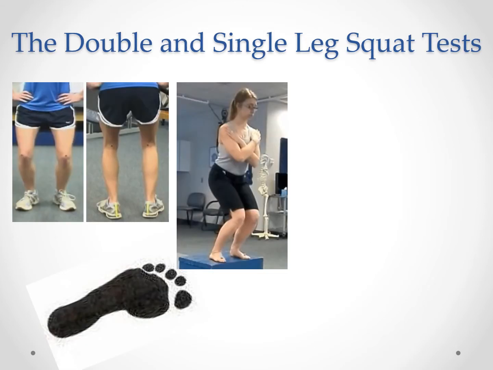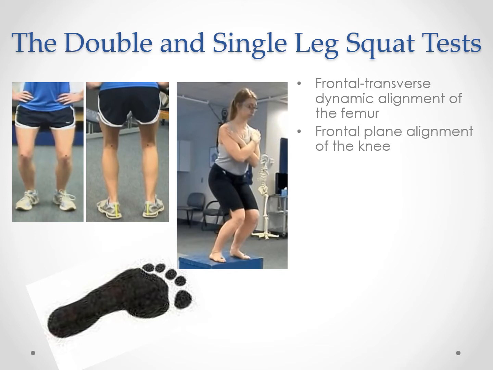The first multi-segment test that you're going to want to do with these lower body patients is the double leg squat. With the double leg squat, you can assess the frontotransverse dynamic alignment of the femur, because remember, the hip joint is a three-dimensional joint. It's a ball and socket joint, and its movement frequently is a combination of adduction and internal rotation, or abduction and external rotation.